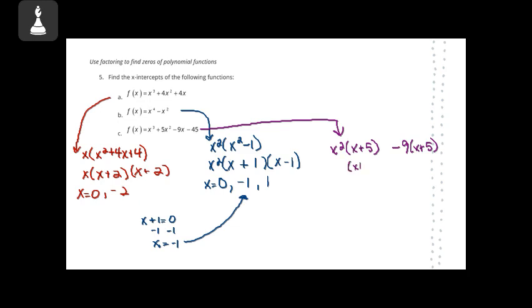Okay, well, x squared minus 9 can go further because that's perfect squares. x squared is x times x. 9 is 3 times 3. 1 plus, 1 minus. So in this case, my x-intercepts are going to be at negative 5, negative 3, and positive 3.